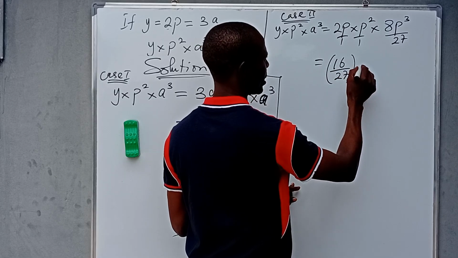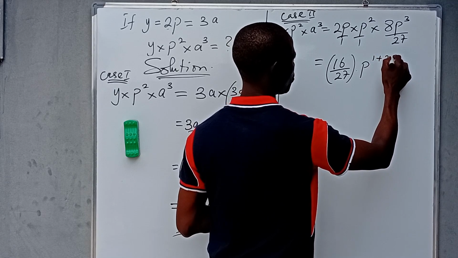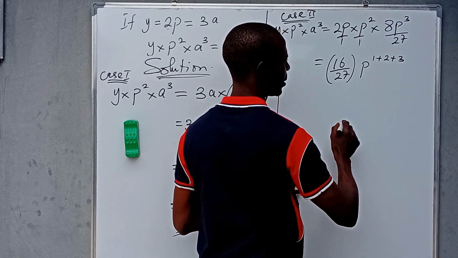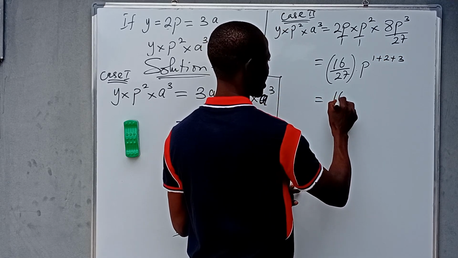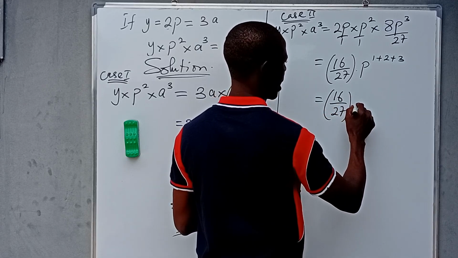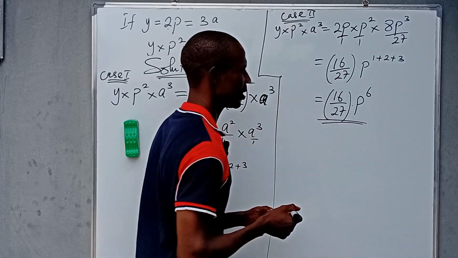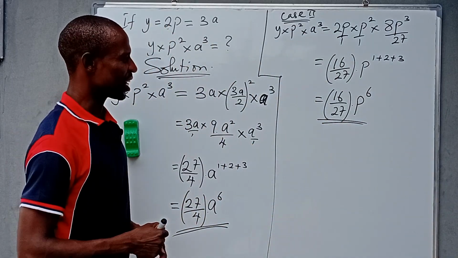Let's put this in bracket times. We can do the same thing to our p. We have p to the 1 plus 2 plus 3. So this is going to give us 16 all over 27 all times p raised to the power of 6. This is the second root to this challenge.